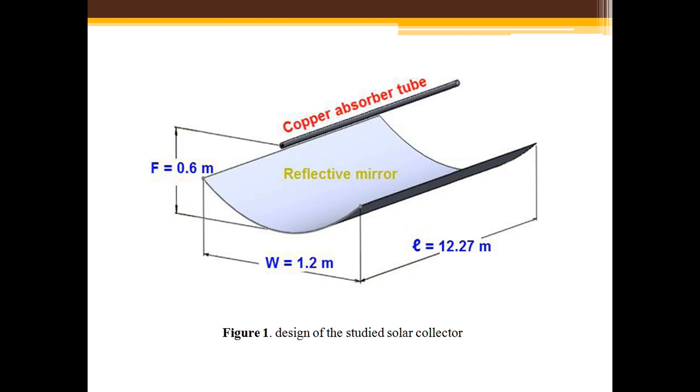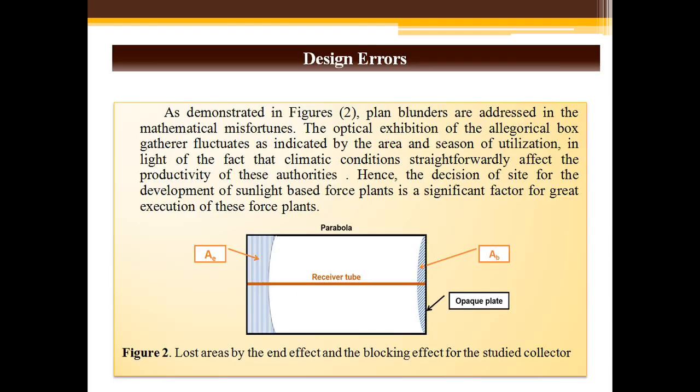Based on what been said previously, the optical losses have a direct relation with the receiver tube, the reflective mirror, and the distance between two successive parabolic trough collector in the same solar power plant.